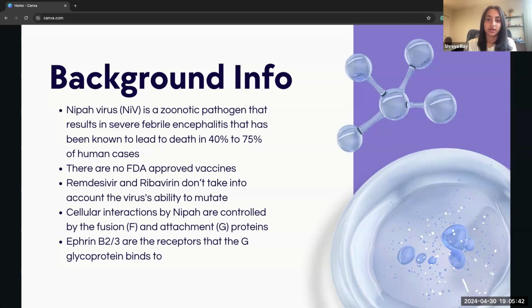EphrinB2 and EphrinB3 are the receptors that the G glycoprotein binds to. Eventually, the inner membranes of the F protein and the host cell allow for viral entry. The antibody 5B3 has been shown to have a high binding affinity to the Nipah virus glycoprotein F, which illuminates the importance of interactions between the antibody and the F protein. This is the main key to our development of the mRNA vaccine library.